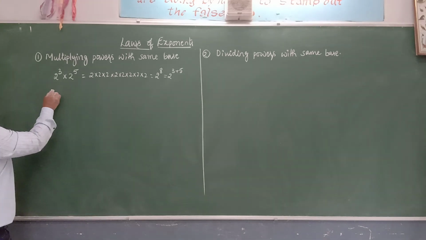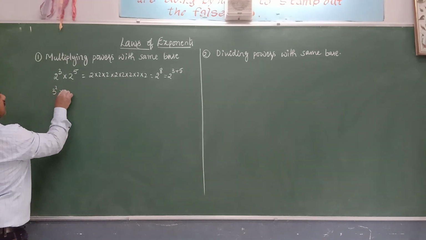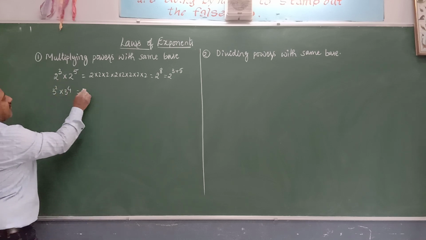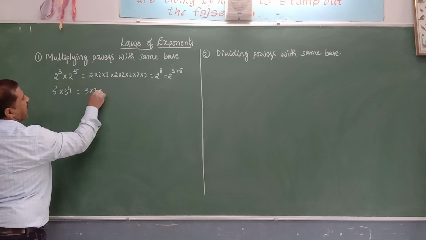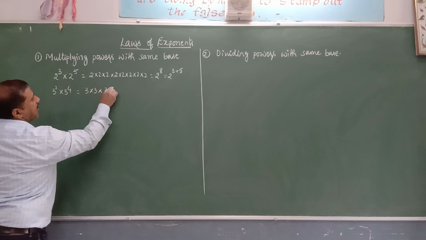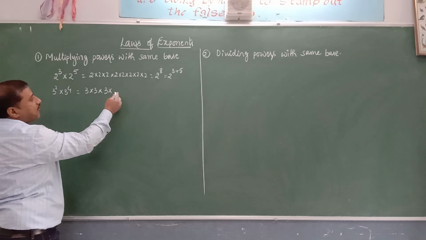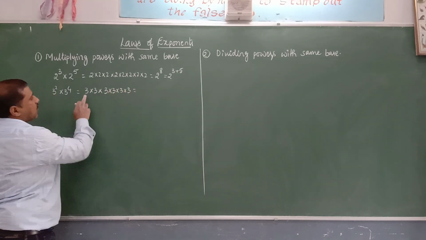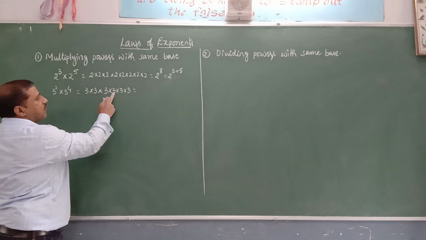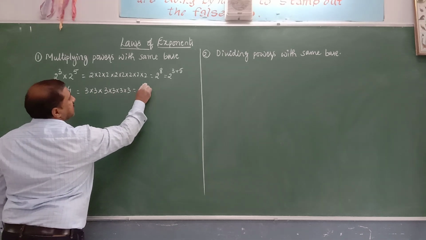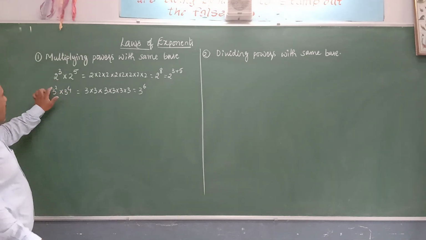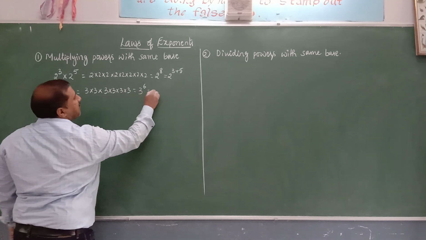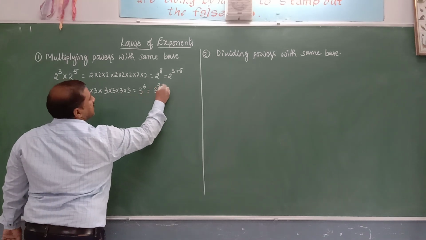We will take one more example. That is 3 square into 3 to the power of 4. 3 square is equal to 3 into 3, into 3 to the power of 4 means multiply 3 with itself 4 times. That is 3 into 3 into 3 into 3. That is equal to 1, 2, 3, 4, 5, 6. That is 3 to the power of 6 we got. By adding the powers, what we get? 2 plus 4. That is 6. Therefore, this can be written as 3 to the power of 2 plus 4.